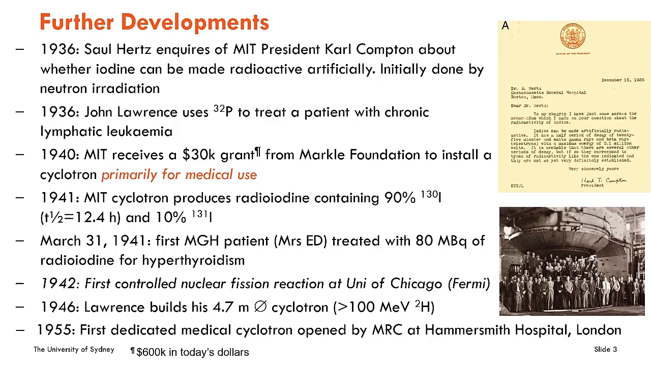Lawrence continues to work on the cyclotron, and his final one is a 4.7 meter diameter cyclotron, which could accelerate deuterons to over 100 MeV, and you can see the size of this massive device in the photograph on the right.